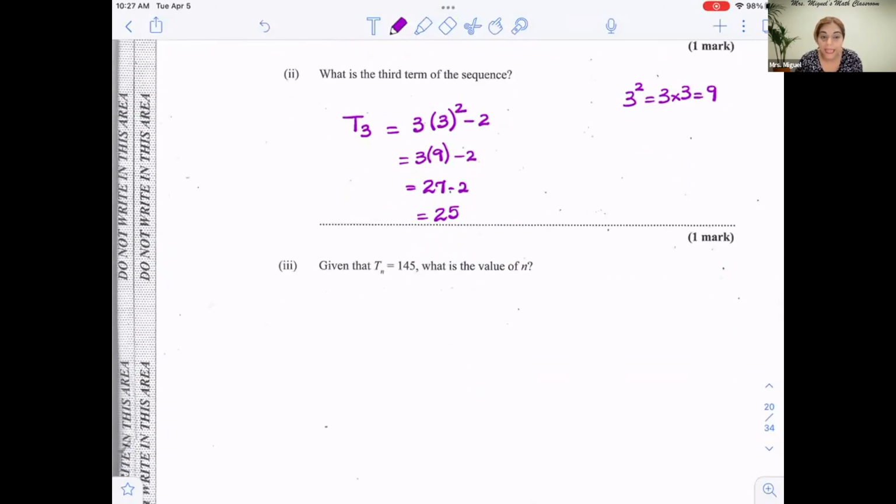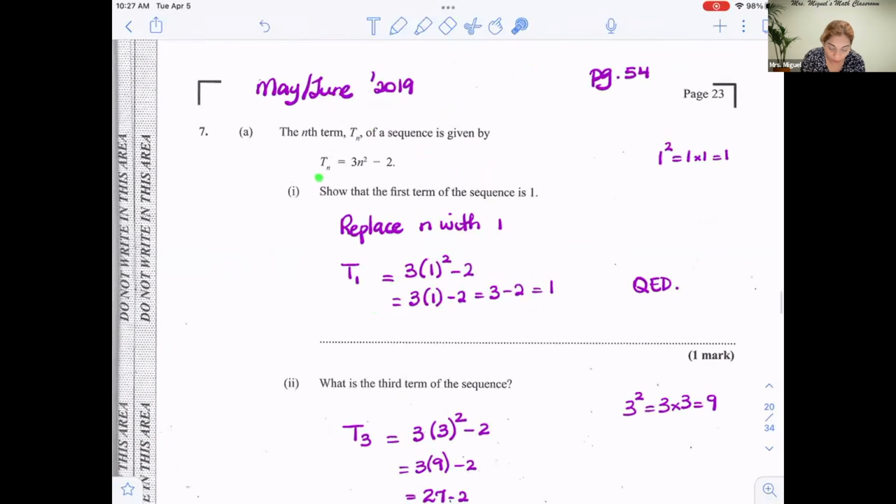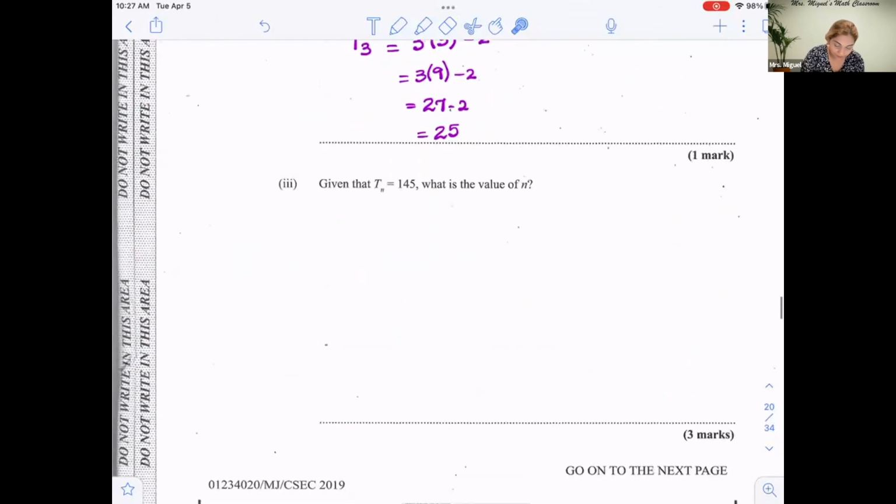Given Tn is 145, what is the value of n? And there is no reason why you are supposed to omit this or not be able to do it. They are telling you Tn is 145. So let's go back. We have a formula for Tn. So it simply means Tn from before is 3n squared minus 2, and Tn here is 145. Both equations have Tn, so this means that 3n squared minus 2 is 145.